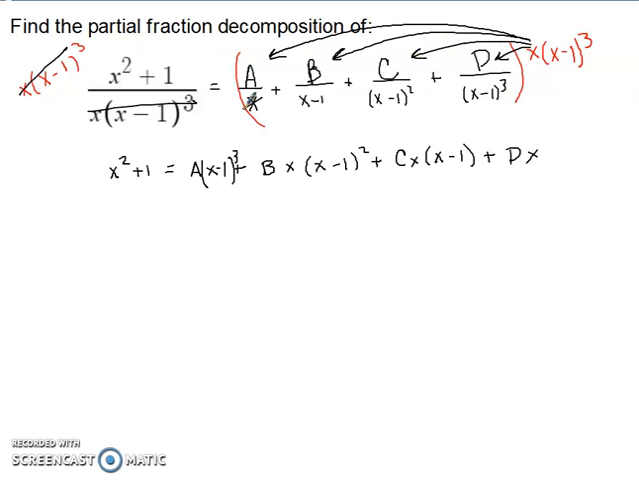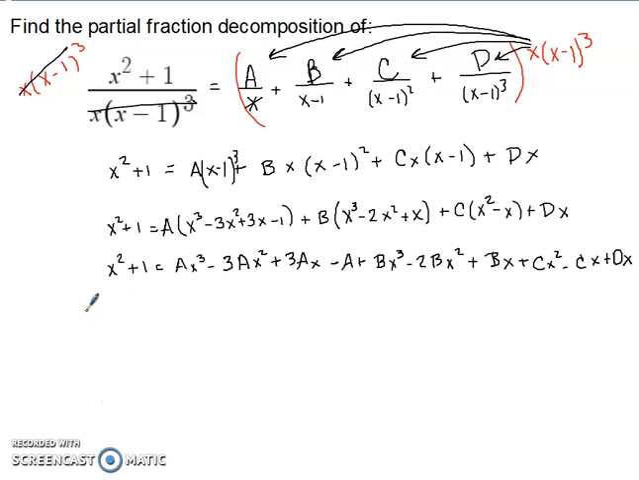For my first term a, the x reduces. For my second term b, one of the factors of x minus 1 reduces, leaving me with an x and an x minus 1 squared. For c, two of those factors of x minus 1 reduce, leaving me with an x and an x minus 1. And for d, all three of those x minus 1s reduce, leaving me with just d times x. Then I'm going to simplify this entire right-hand side so that I can match coefficients.